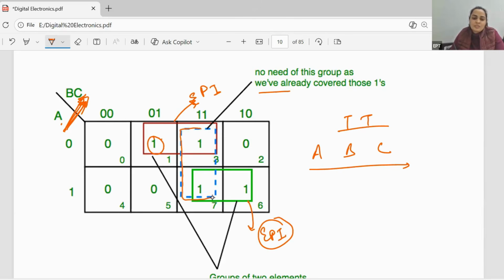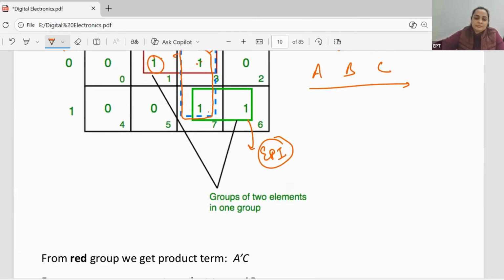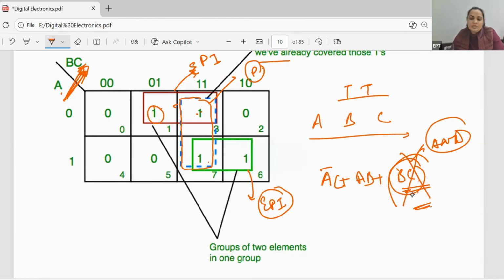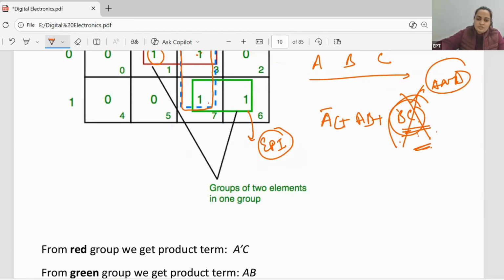Now, if you are combining these two ones like this, this is the unnecessary term, because these two ones are already covered, so there is no need to write this. So if you write it like this, the expression is going to be A bar plus A plus, no, here we have C, and here we have B. If you write it like this, then this is going to be BC. So this BC can be eliminated. There is no role of this BC. Functionality will not change. So one AND gate is removed. No need of implementing this expression.